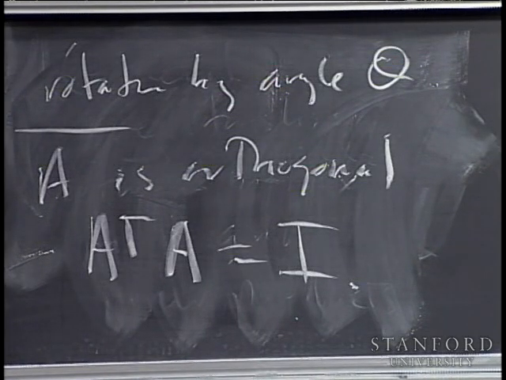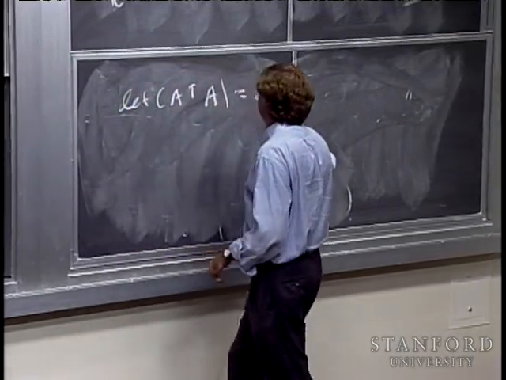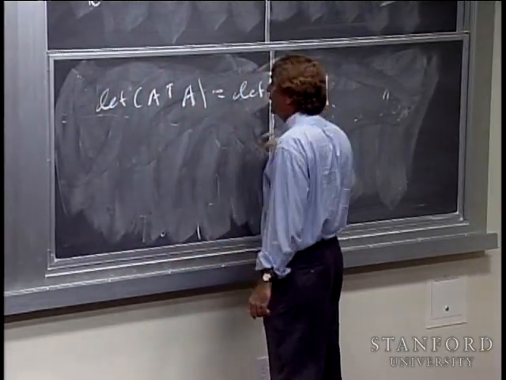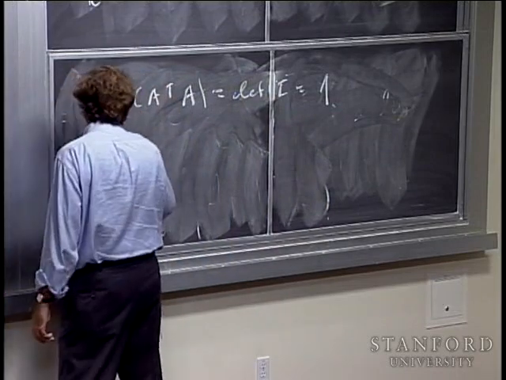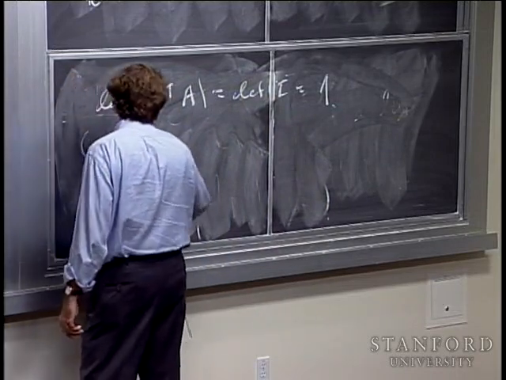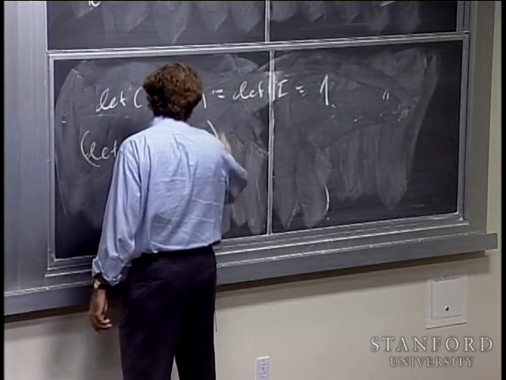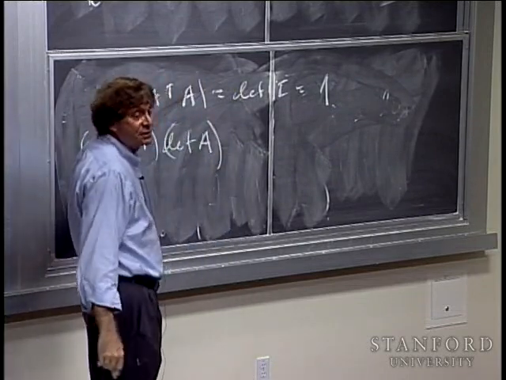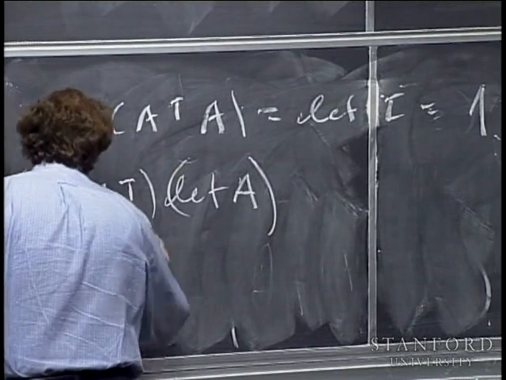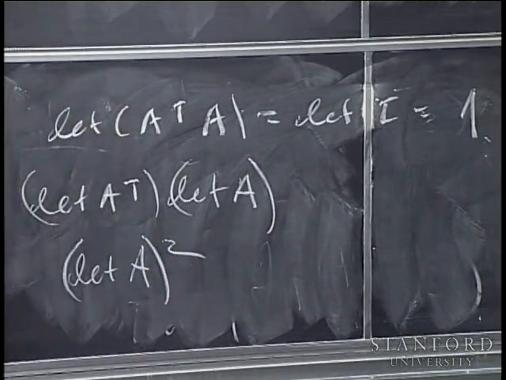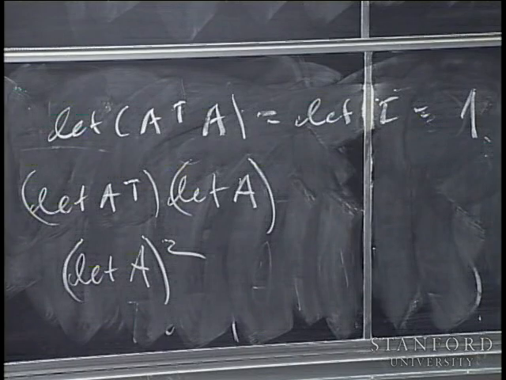One consequence is the determinant has absolute value 1, because the determinant of A transpose A on the one hand is equal to the determinant of the identity, which is 1. On the other hand, the determinant of A transpose A is the determinant of A transpose times the determinant of A. The determinant of A transpose is the same as the determinant of A, so this is the determinant of A squared. So the determinant of A squared is 1, so the absolute value of the determinant of A is 1.